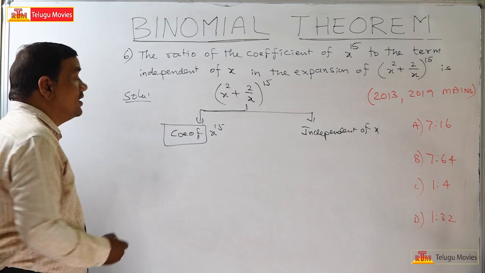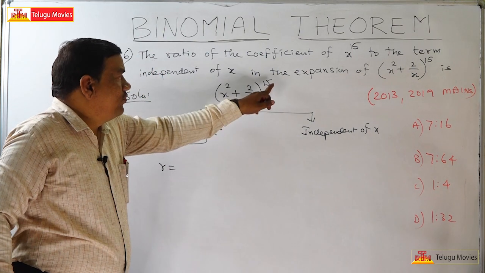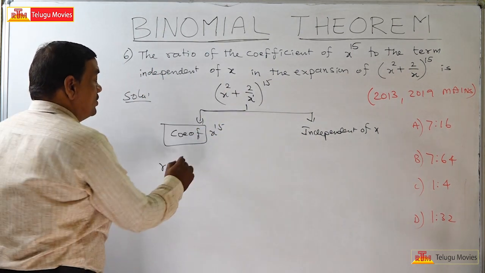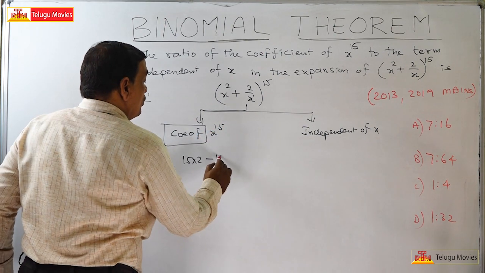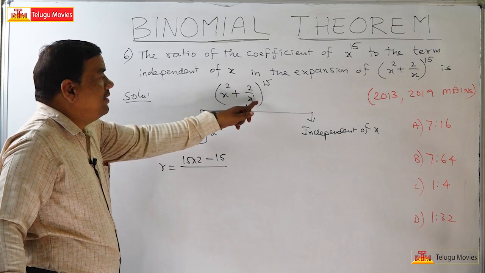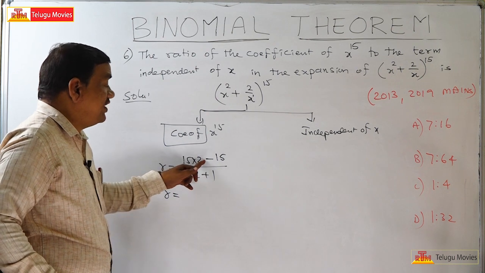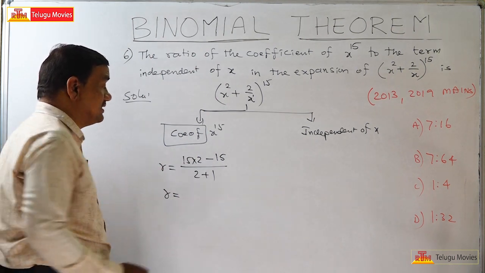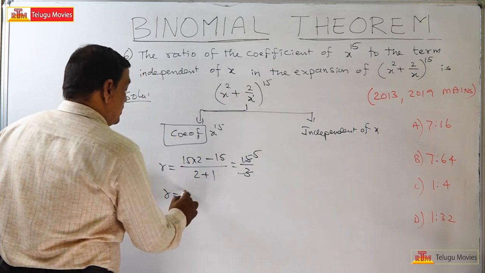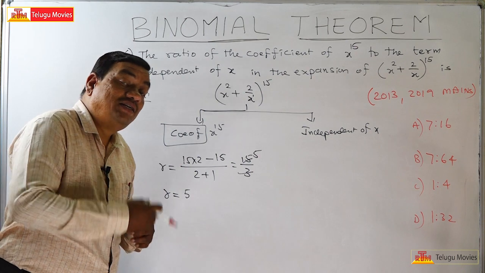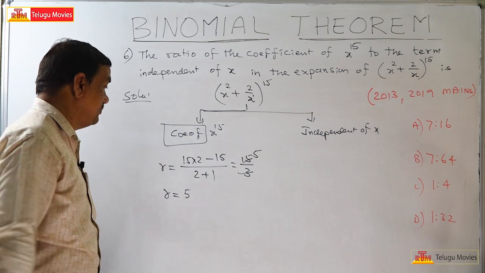If x to the power of 15 is obtained in the T r plus 1 term, then r is equal to, as I already told you, 15 into 2 minus x to the power of 15, divided by p plus q, that is 2 plus 1. So this is equal to 15 twos are 30, 30 minus 15 by 3, 3 fives are 15. So r is equal to 5. That means the sixth term, T6, will have x to the power of 15.